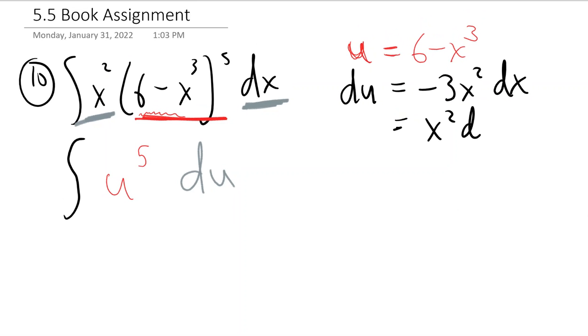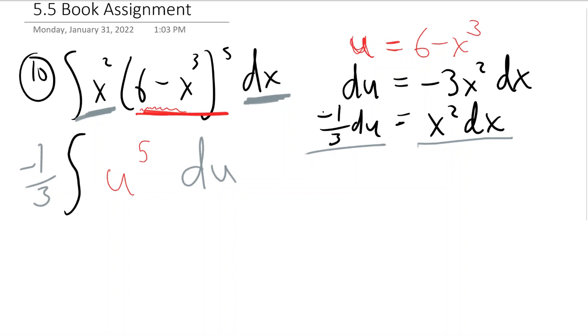If this is what I want to replace it with, I have x squared dx, then I can think about what I'm doing to this side algebraically. I'm dividing by negative 3, and you've got to do that to the other side. So if you simply replace this stuff with du, this is not going to work anymore. If you replace it with negative 1/3 du, then you just took into account chain rule, which is good.